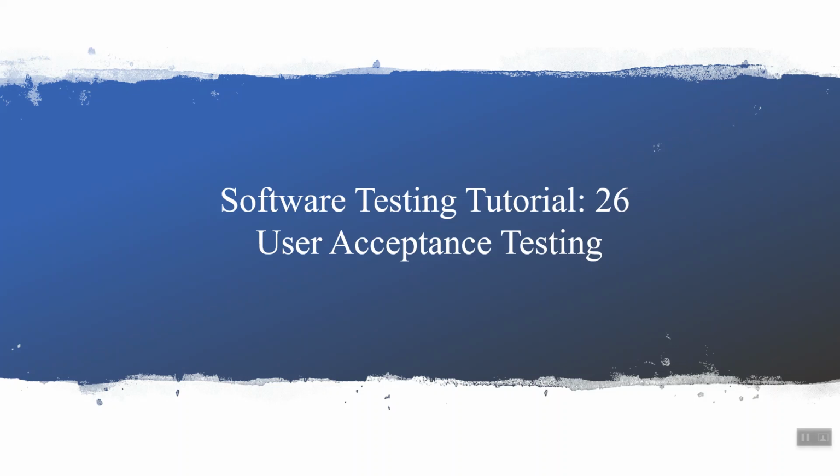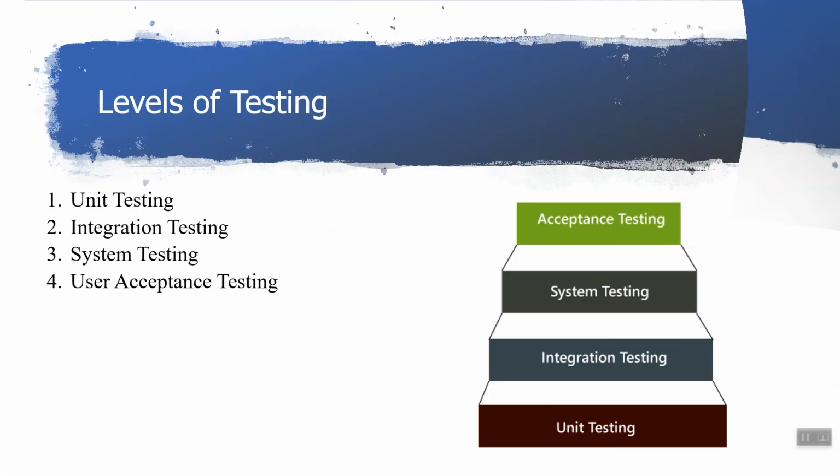In this tutorial, we will see about user acceptance testing, which is one of the types or levels of software testing. As we have seen previously, there are four different levels of testing: unit testing, integration, system, and user acceptance testing. We have already seen the detailed explanation for unit, integration, and system testing. In this video, we will see the detailed explanation for user acceptance testing.